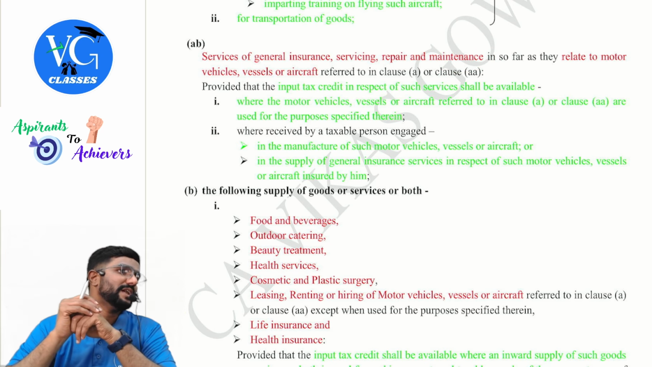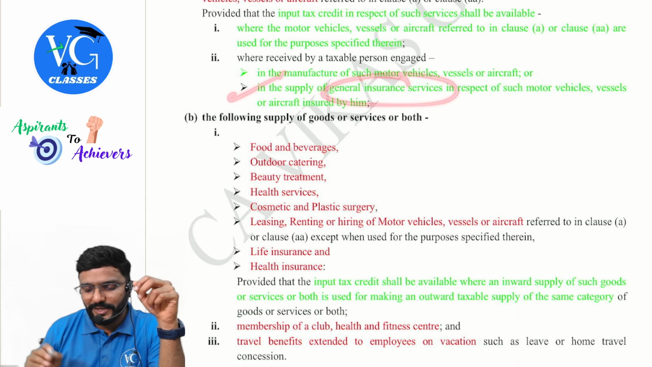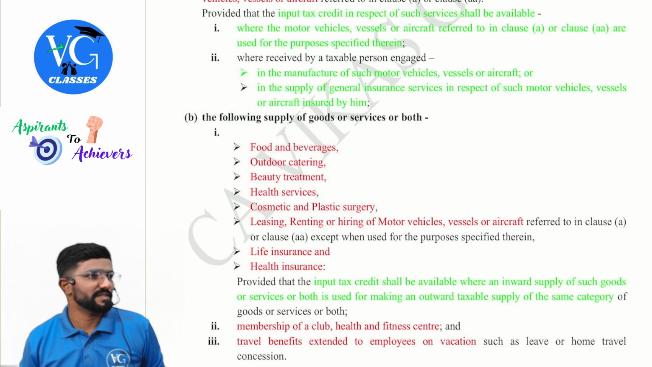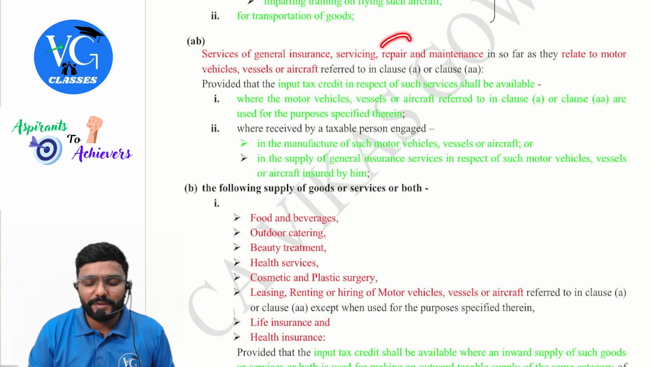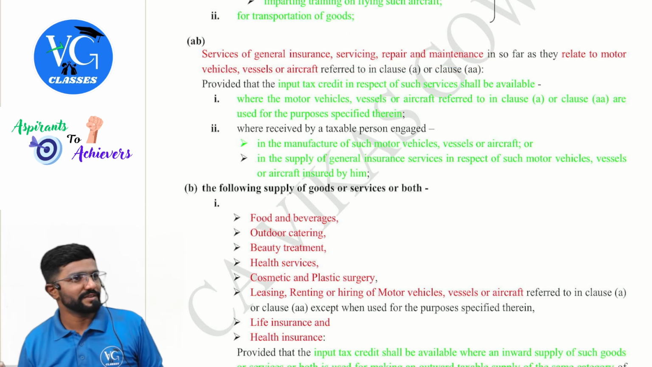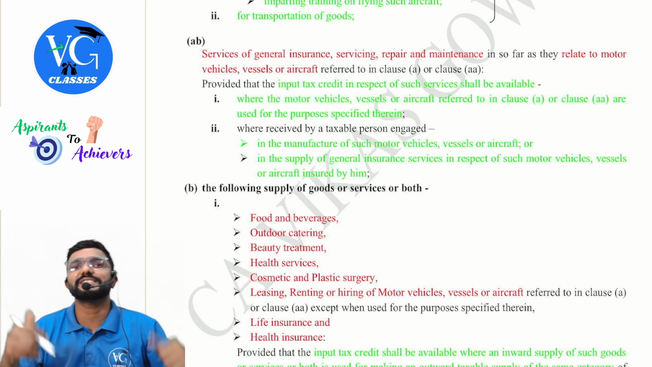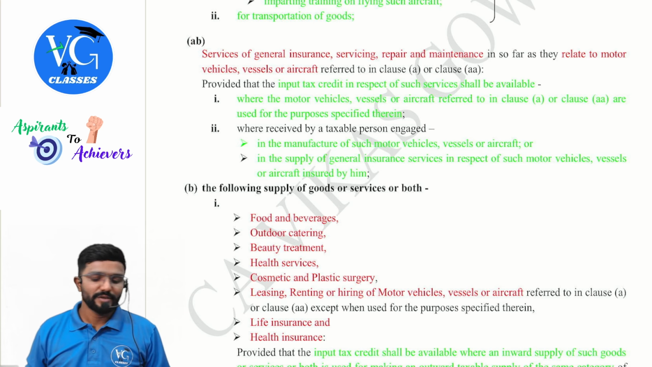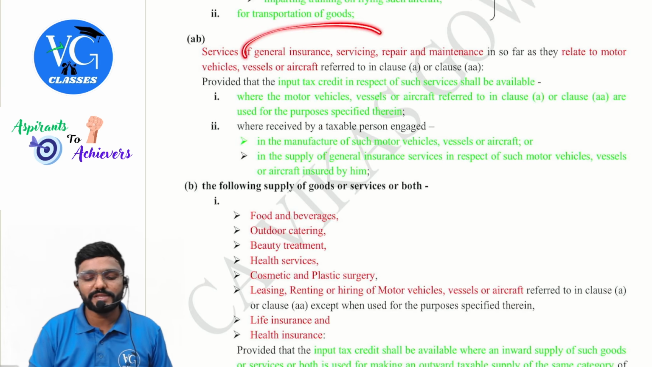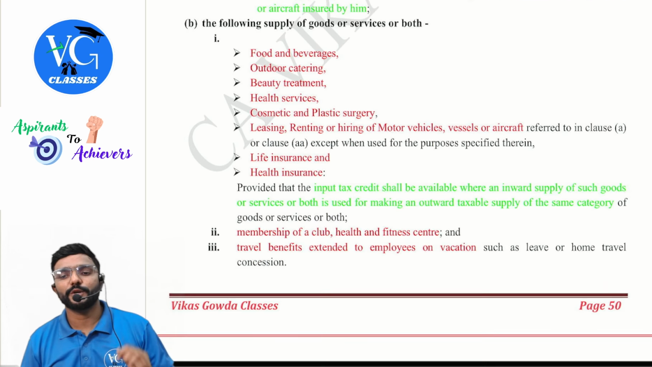Yes, credit is available. Next, in the supply of general insurance services in respect of such motor vehicles, vessels or aircraft, I am engaged in insurance business. If I have taken any of the repair, maintenance or servicing, or even, sir, I am doing reinsurance. I have taken insurance and I am doing reinsurance. Can I claim the credit? Yes, I can claim the credit. So if I am a manufacturer, or engaged in the business of insurance, sir, on these services, can I claim the credit? Yes. Now coming to clause B.